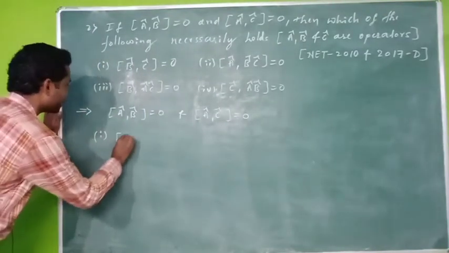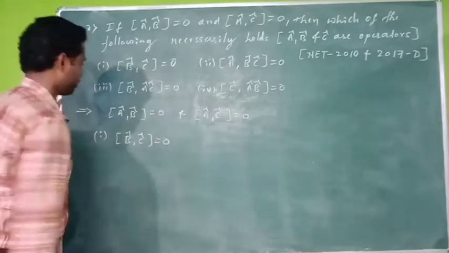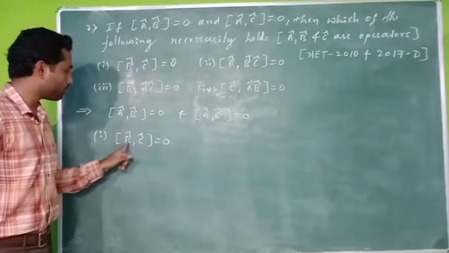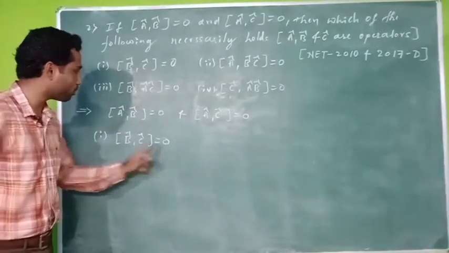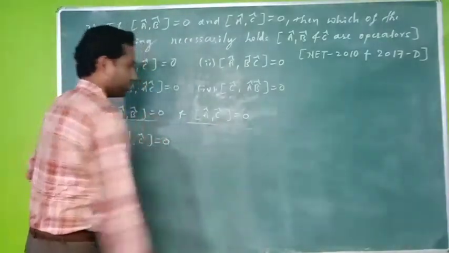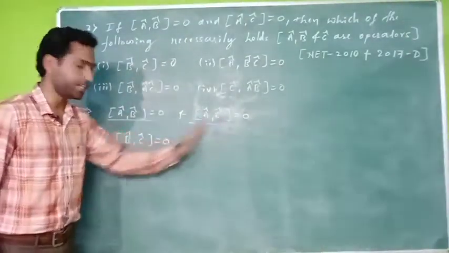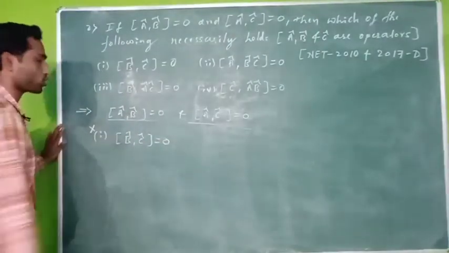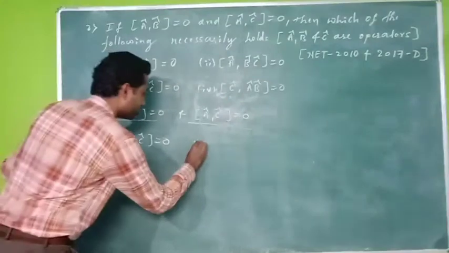So first option. They have given that the commutator of B and C is equal to 0. Is it possible to prove that the commutator of these two operators B, C is equal to 0 by making use of these two? No, it has nothing to do with these two, right? So option A is wrong. Option 1 is wrong.